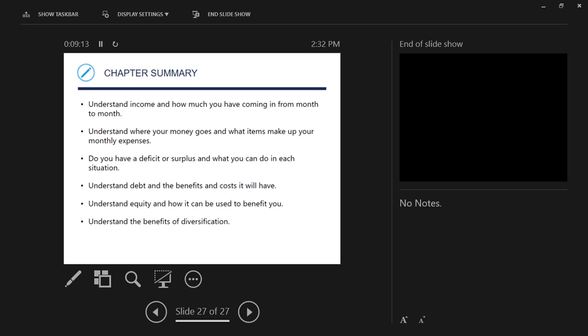Look at the benefits and costs of buying assets, using debt to finance those assets. So as far as what benefits, it may save you in some month-to-month expenses, but what additional costs are you going to have by taking on that debt? Looking at equity and investments in equity and how they can benefit you through capital gains, through dividends, and understand diversification.